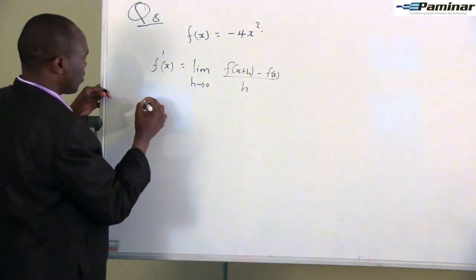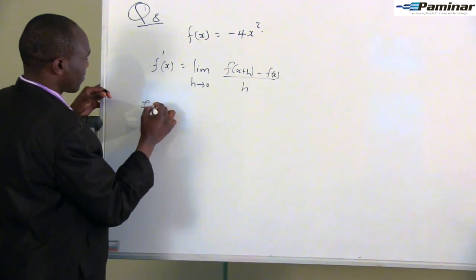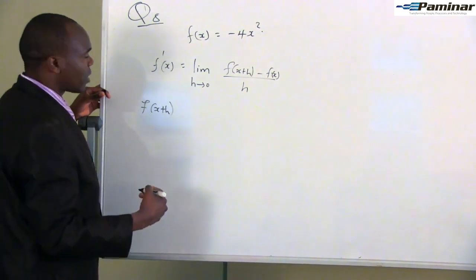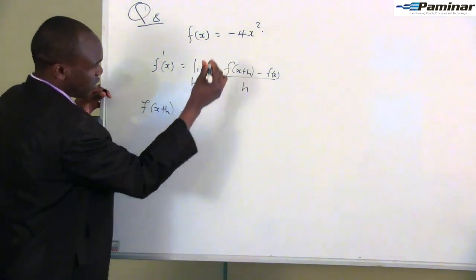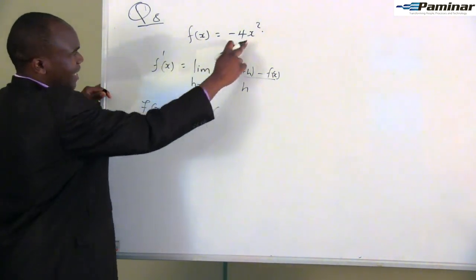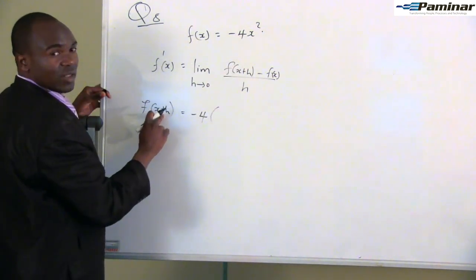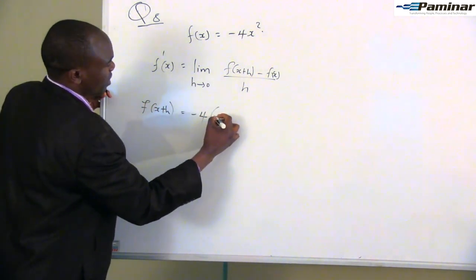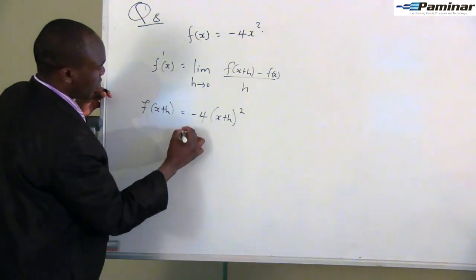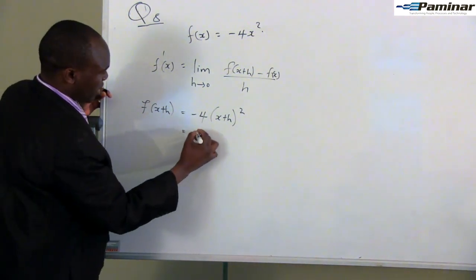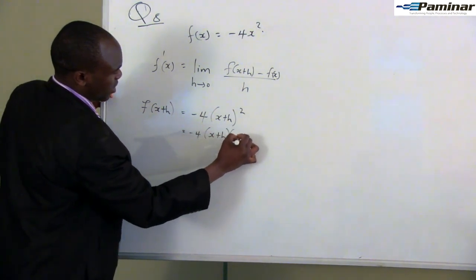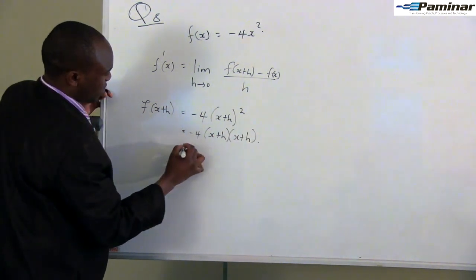Now let's look for f of x plus h. Let's do those steps one by one. Now f of x plus h: it's minus 4, and wherever there is x, we are putting x plus h. That's what it means. So we are going to say minus 4 times x plus h squared. Now we're going to have minus 4 times x plus h, x plus h.